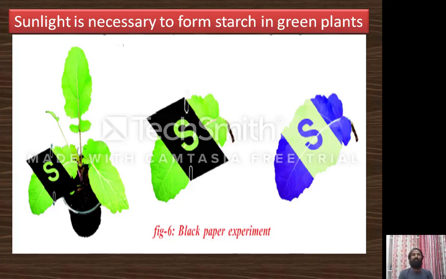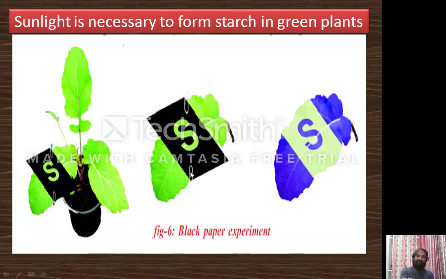Here we cut the S shape, but not only the S shape. As you wish, you can cut it as an A shape or X shape or star shape or round shape, whatever it may be. After cutting the black paper, the black paper is fixed on both surfaces, that is the adaxial and abaxial surfaces, meaning the lower and upper surfaces of the leaf, and fixed with clips. Just you see here, fixed with the clips.